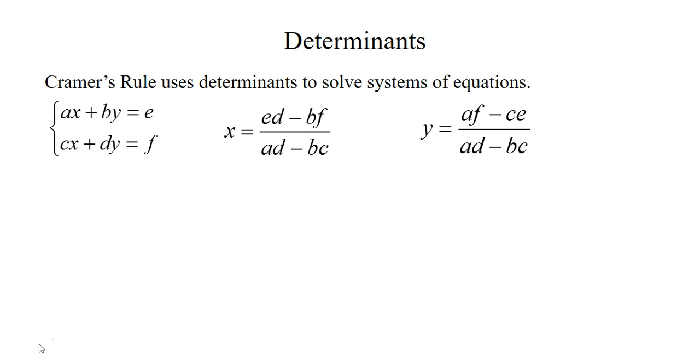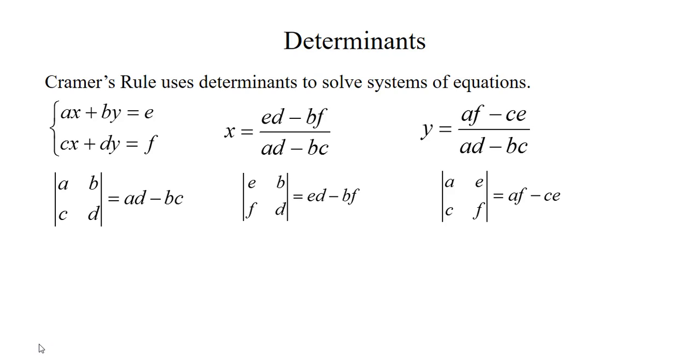Now what we want to do is use Cramer's rule and solve our system of equations. So we found earlier that x is ED minus BF over the determinant AD minus BC. We know what AD minus BC represents, the determinant of the ABCD matrix. We can do the same thing with ED minus BF. It's going to be the determinant of the EBFD matrix. And in the y formula, we have AF minus CE, which is the determinant of the matrix AECF.